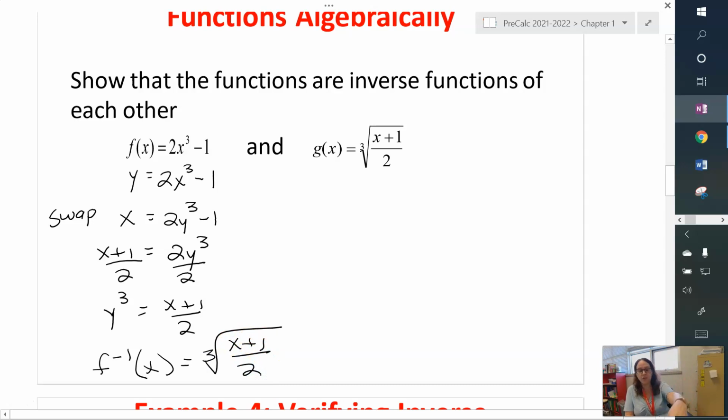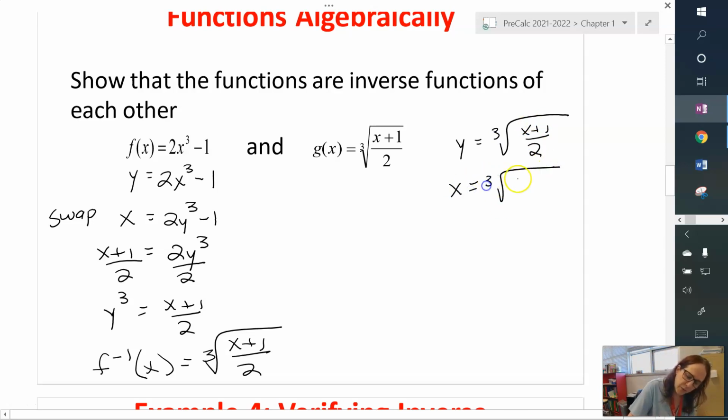Now compare that with g of x. It's (x plus 1) over 2. So I'm pretty sure that when I do the inverse of g of x, I'm going to get the f of x. So let's try that one. So now let's invert g of x. I'm going to say y equals the cube root of (x plus 1) over 2. Swap the x and the y. So now x equals the cube root of (y plus 1) over 2.